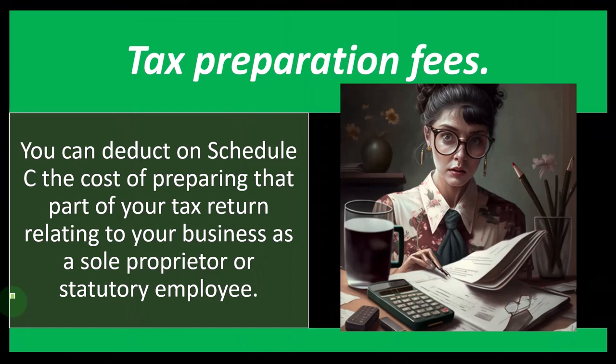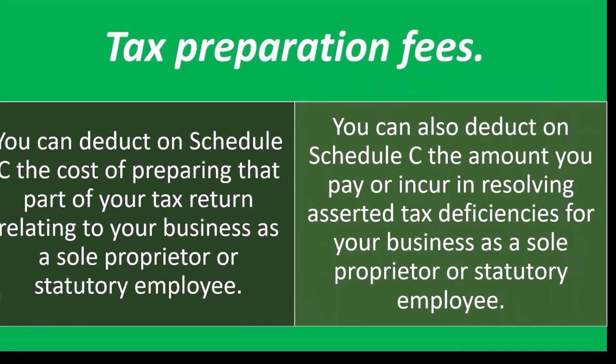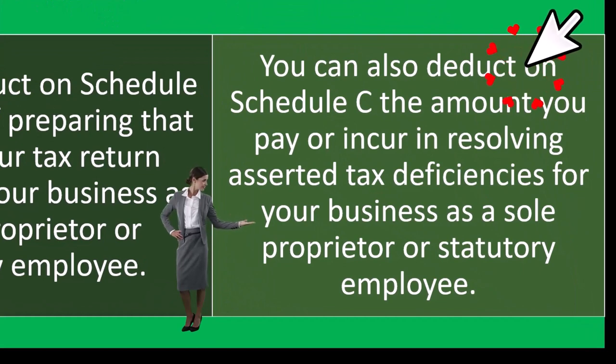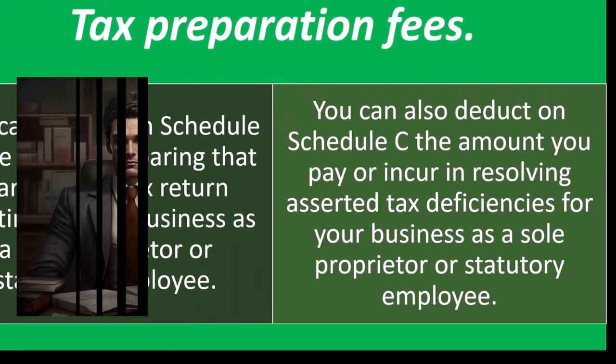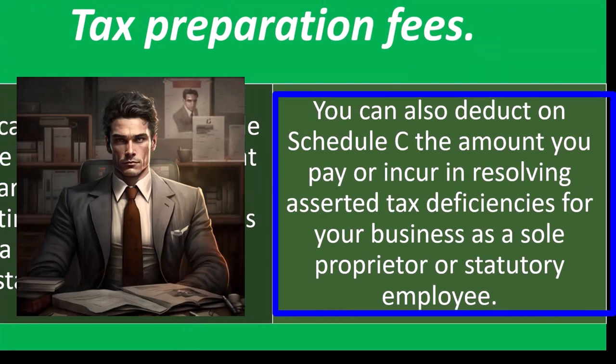So then you have another expense that has a business and personal component to it, in essence, and you need to be breaking out the business versus personal components of it. You can also deduct on Schedule C the amount you pay or incur in resolving asserted tax deficiencies for your business as a sole proprietor or statutory employee. So other kinds of tax issues that come up could have a business component related to them, because part of the tax issue is the Schedule C component, which is your business.